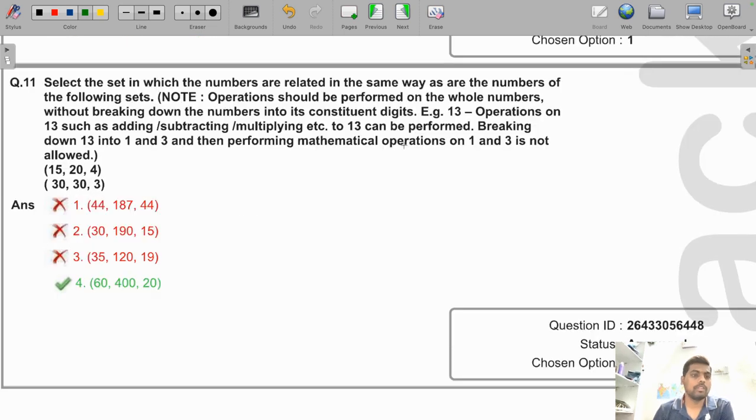Let us see the next question. This is also a number series, guys. We should find the clear analogy, then only we will get the correct answer. If you see here how all are related, 15 is there, 20 is there, 4 is there, 30 is there, 30 is there, again here 3 is there.